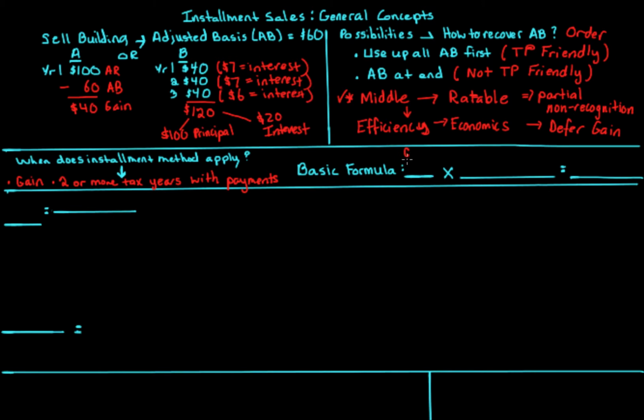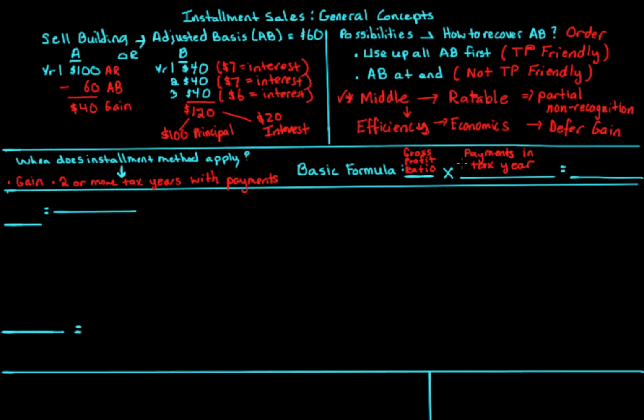GPR means gross profit ratio. The gross profit ratio times the payments. This is payments, not payment, because you're going to add up all payments in a specific year. Payments in the tax year.